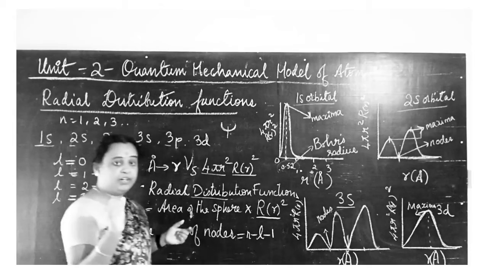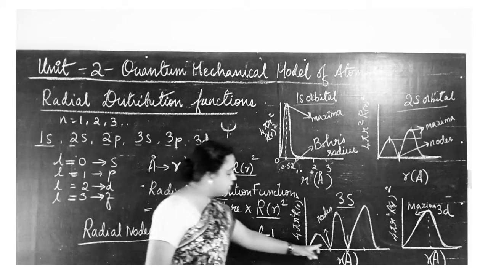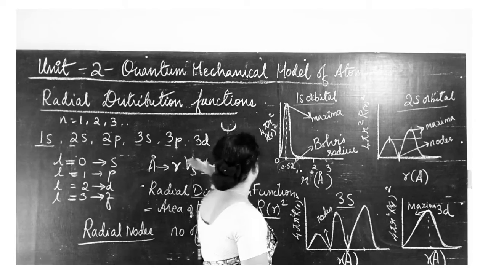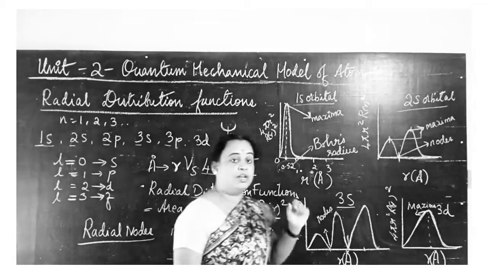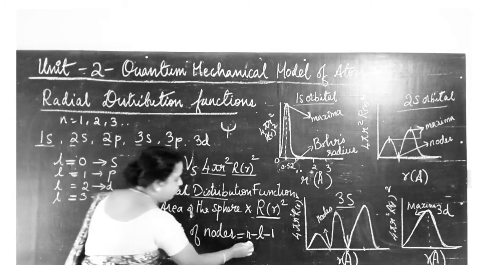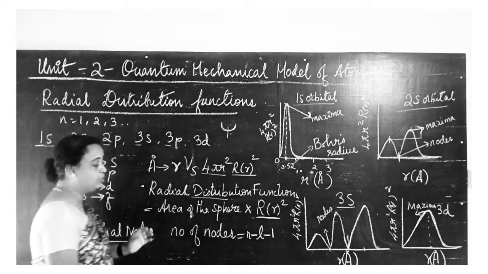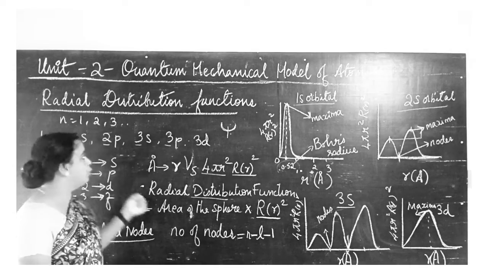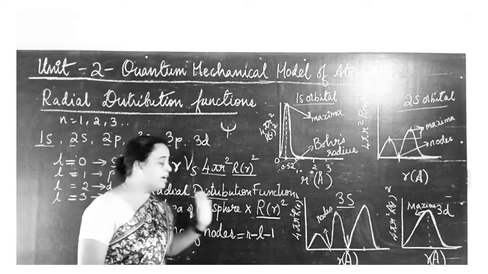Okay, so there is a particular formula to calculate the radial nodes. These nodes are called radial nodes because it is the radial distribution function. So the formula to calculate the radial nodes is n minus l minus 1. We can calculate the nodes for each orbital easily by using this formula, n minus l minus 1.